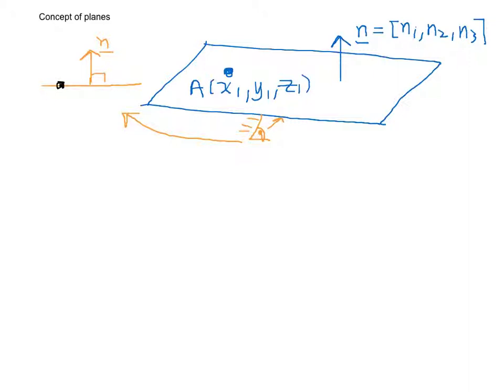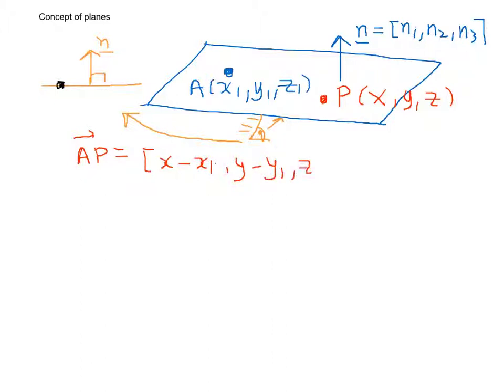So the next thing we would do is assume that the point P is allowed to move freely anywhere in the plane, and because we do not know its coordinates, we call it the point P (x, y, z). By forming the vector AP, that would be x minus x1, y minus y1, and z minus z1.